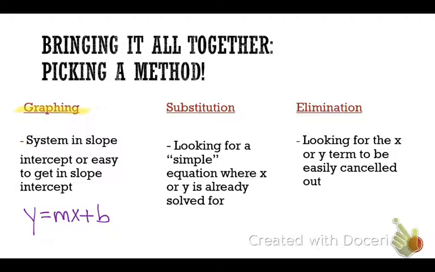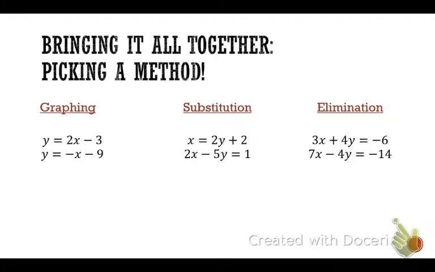Now, what about substitution? I'm looking for a simple equation where x or y is already solved for. Now, elimination. Look for the x or y term to be easily canceled out, meaning opposites. I want you to write in the word opposites there to remind you that you're looking for opposites with elimination. That's what we learned in 5.3. So what types of equations look like the ideal one for graphing, the ideal one for substitution?